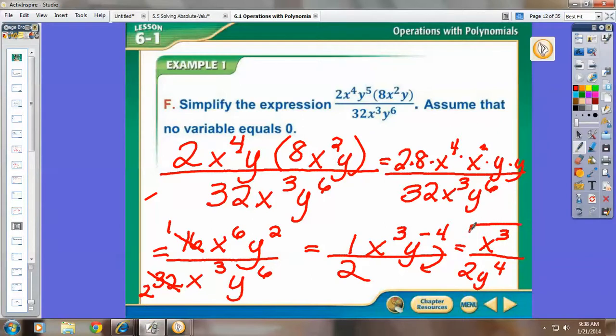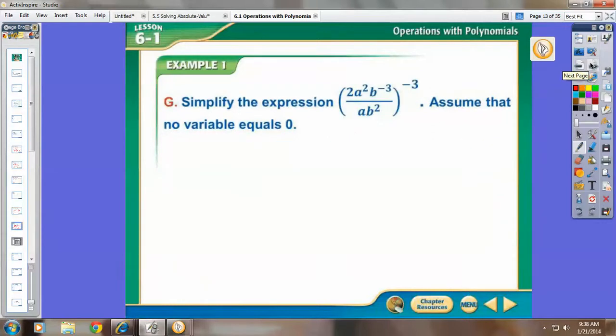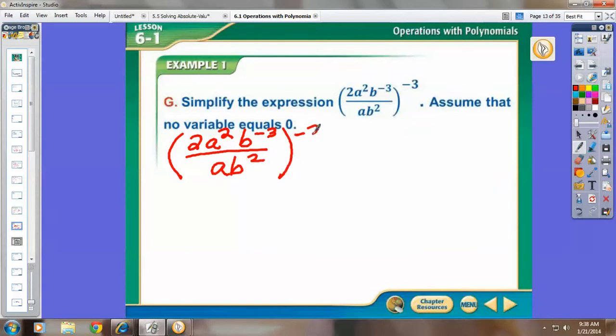I have one more example that I want to go through with you, and that will be it for today. So please make sure you do have this last example in your notes. Two a squared, b to the -3, divided by a b squared, raised to the negative 3 power.